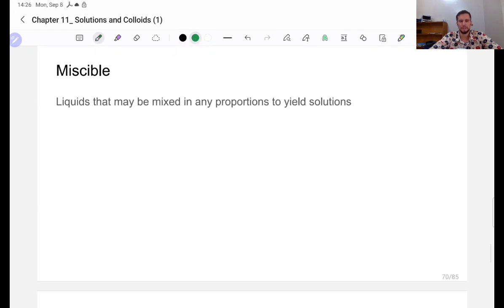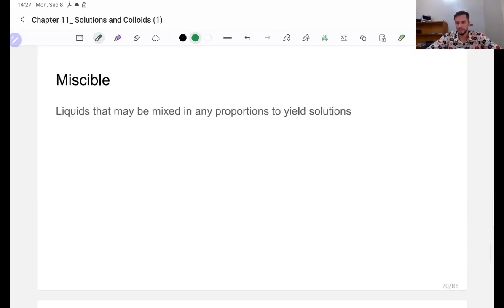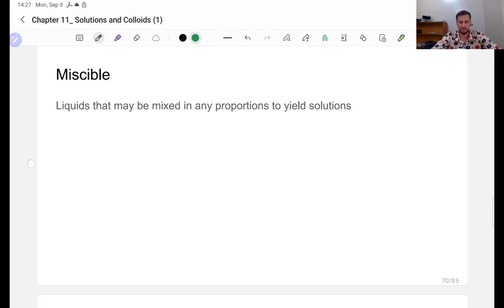Miscible means that two liquids can be mixed in any proportion. So this would be something like ethanol and water, where you can have 50-50%, or you can have 10-90. You could have 10% ethanol, 90% water, or 90% ethanol, 10% water. So any mixtures, and they will mix just fine.